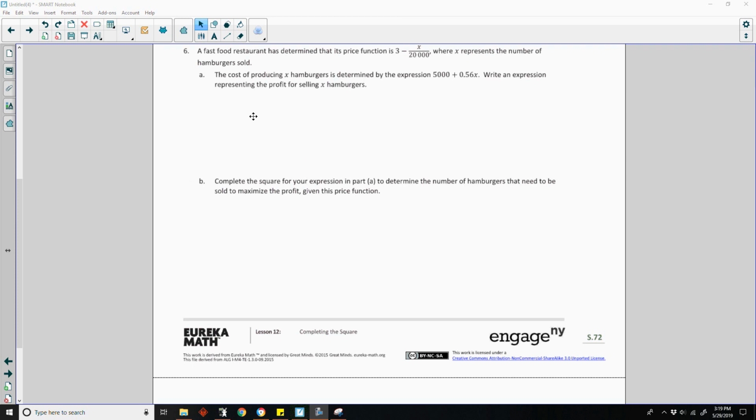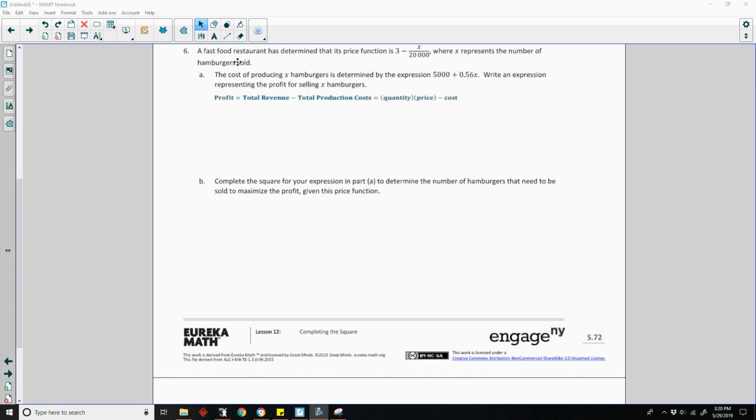Okay, number 6 says a fast food restaurant has determined that its price function is 3 minus x over 20,000, where x represents the number of hamburgers sold. A, the cost of producing x hamburgers is determined by the expression 5,000 plus 0.56x. Write an expression representing the profit for selling x hamburgers.